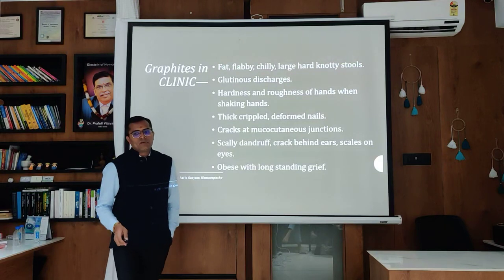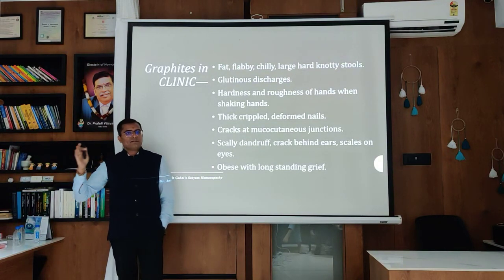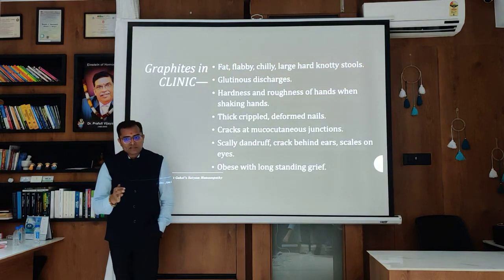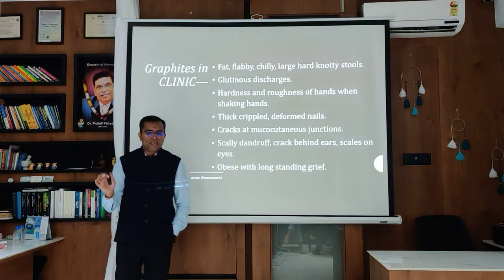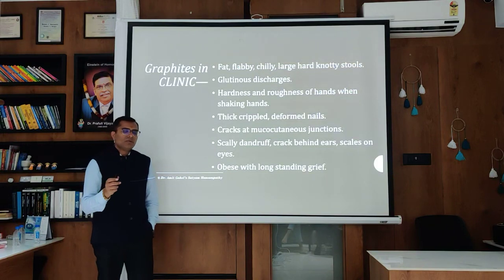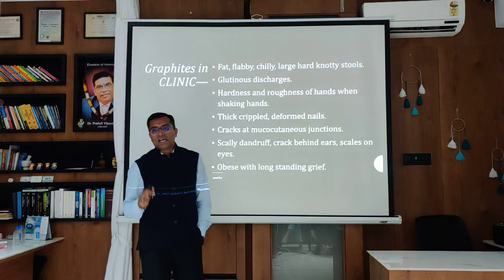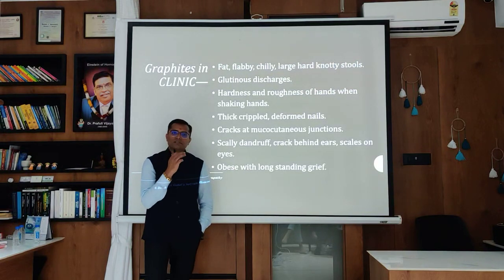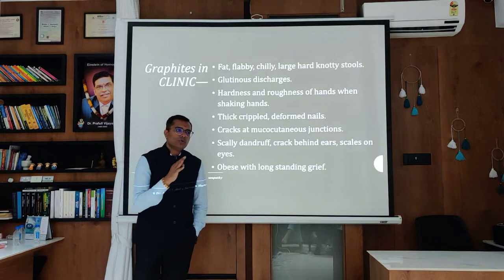So how can you find it in clinic? In a clinic you can find a fat, flabby, chilly person, large, hard, knotty stool, plus glutinous discharge, plus hardness and roughness of the hand when shaking, plus thick, crippled, deformed nails, plus cracks at the mucocutaneous junctions, especially ruling out Nitric acid and Condurango. When you find a cancer plus cracks at the mucocutaneous junctions at the corner of the mouth, the first remedy to think of is Condurango.